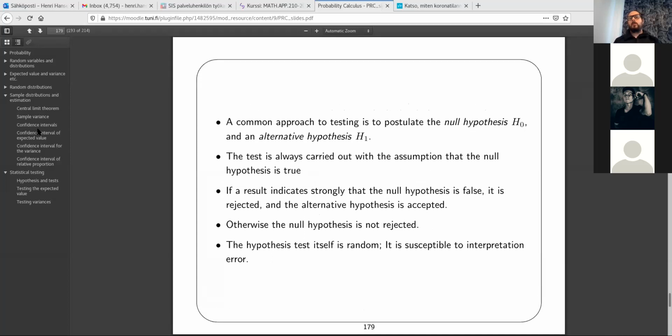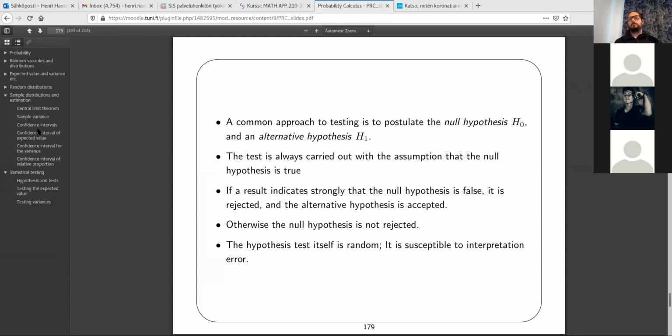So a common approach to testing is that we have basically two hypotheses. The null hypothesis, which is conservative, business as usual, everything is normal, there are no differences, that sort of stuff. And then there is the alternative hypothesis, which says there is a difference and this one is bigger, or this one is smaller, or this is not 0. There is some effect, for instance.